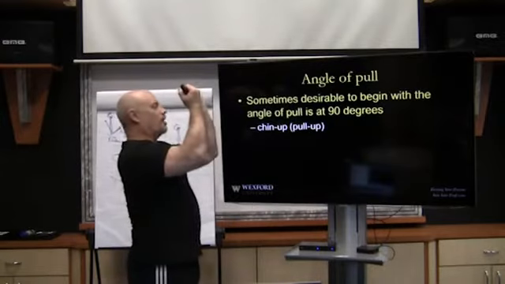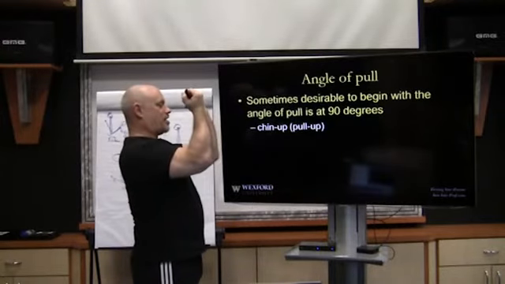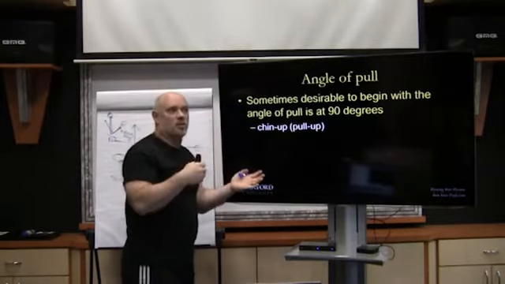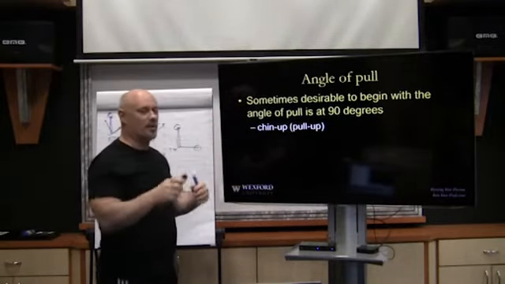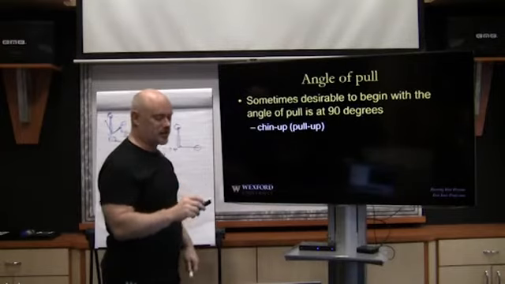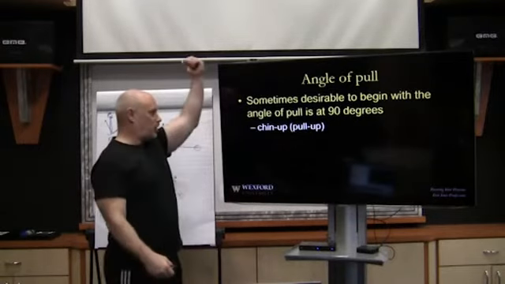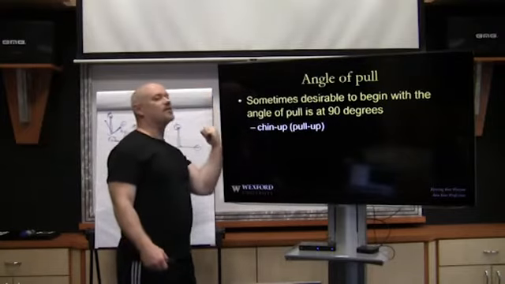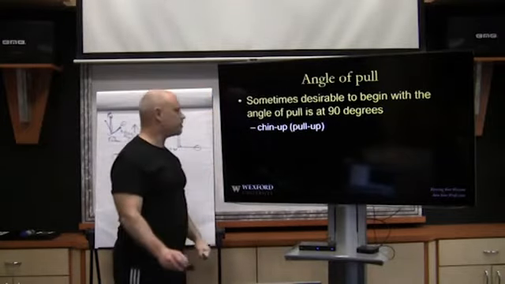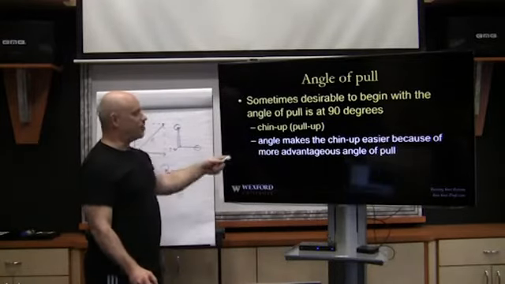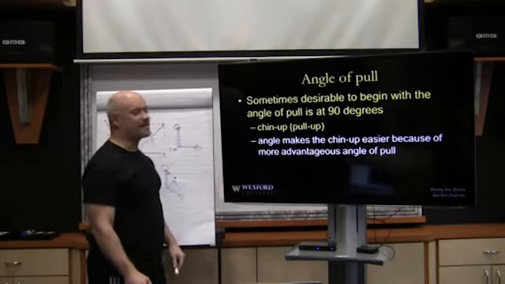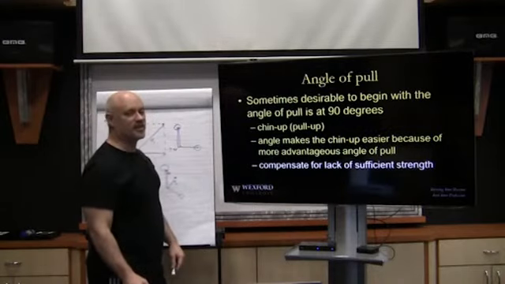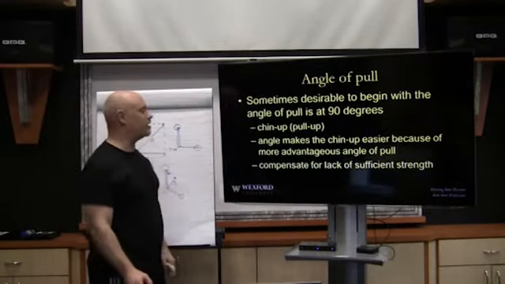So if you're doing a pull-up and you start there, you can actually hang there and then come down. Or even try to pull up this way. So it just depends on what your goal is. But at that point, it's where the muscle is exerting a lot of force. It's really hard for people to pull up to that point, but once they get there, it's easy to pull up from there. The angle makes the chin up easier because of the more advanced angle of the pull, which is what we just said. It compensates for the lack of sufficient strength to pull it up to that point.